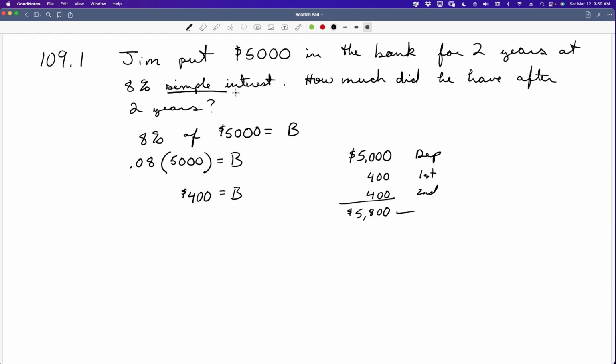This is simple interest. That means there is only interest paid on the original amount deposited. You do not receive interest on the interest. Okay? So there is a type of interest that pays interest on the money that you earn by putting the money in the account. And that's called compound interest. And that is the type of savings account that you want. You want to earn interest on that first $400, because that makes sense, right?